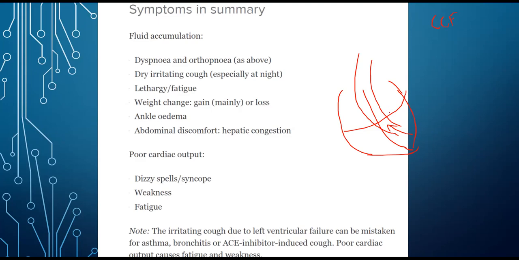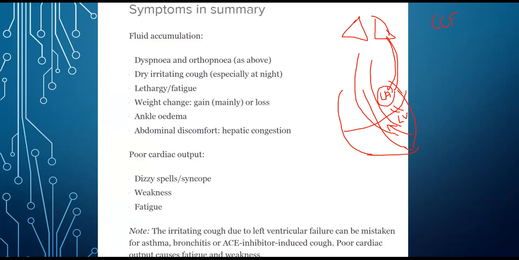Now, in heart failure, because the heart is not pumping enough blood to the body, there will be accumulation of blood in the left ventricle, right? Now, at one time, the left ventricle will be full. So there will be backflow of blood to the left atrium. And you remember that from the lungs through the pulmonary vein, the blood comes to the left atrium, right?